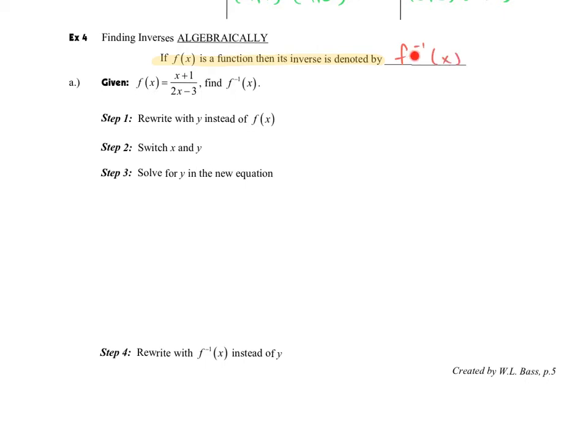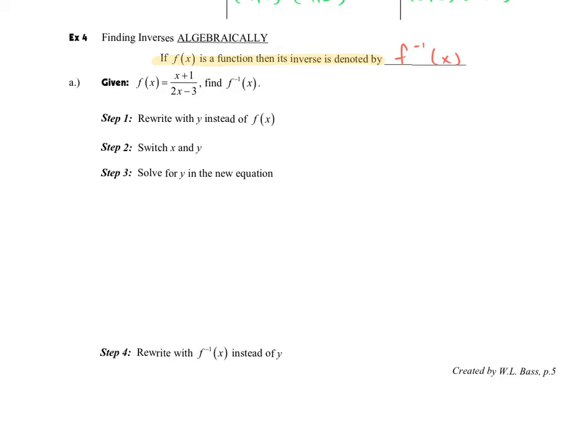Students often want to think of this -1 as a negative exponent. It is not. It is just the notation to indicate that this is the inverse of some function. All right, so let's take a look at our function. We're going to work through our various steps here.